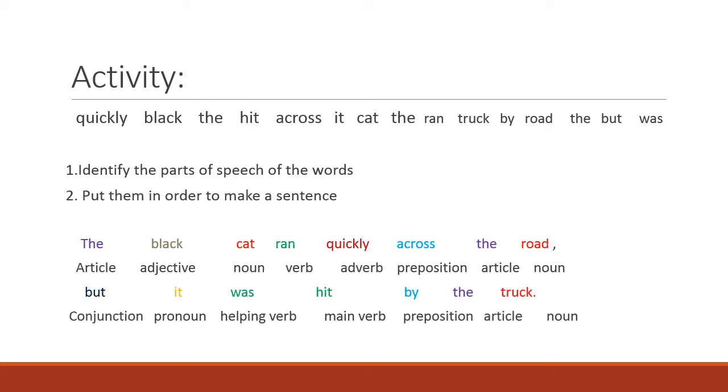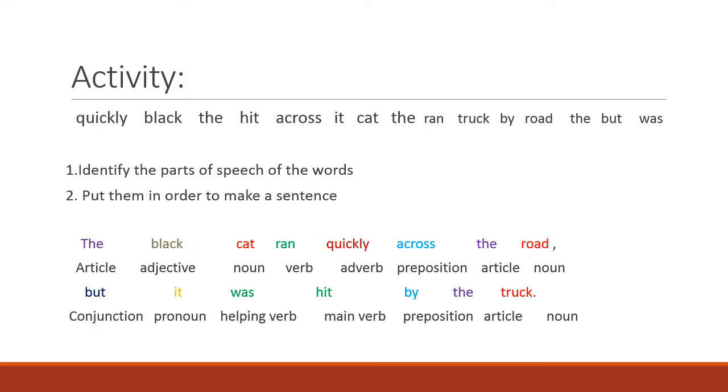Yes, I know most of you have got it right. So the sentence that could be formed by using these words is something like this. The black cat ran quickly across the road, but it was hit by the truck. Now let's try to analyze this sentence a bit more. Of course, it seems not to be a simple sentence, but two independent clauses combined by a conjunction, but.